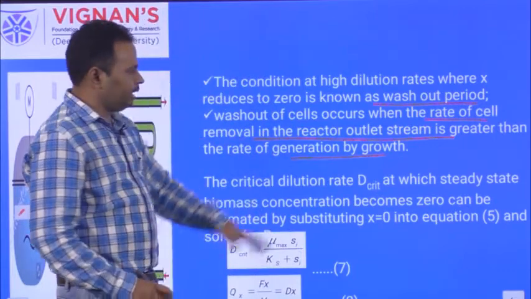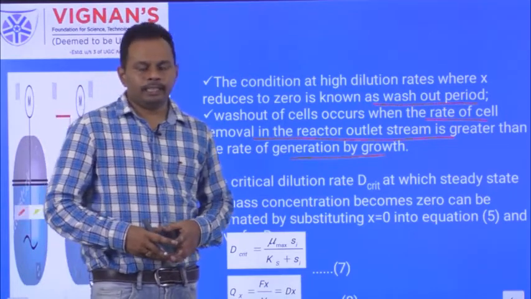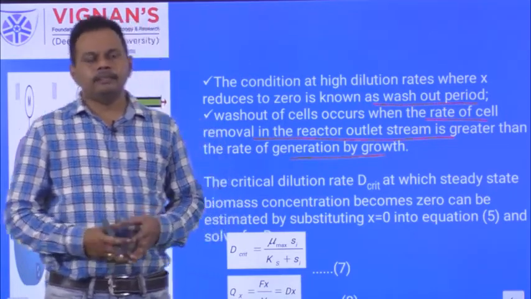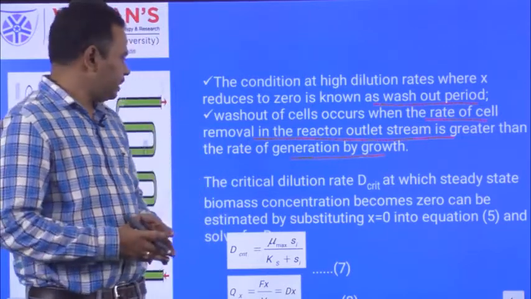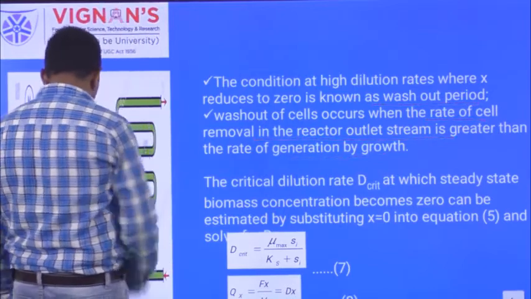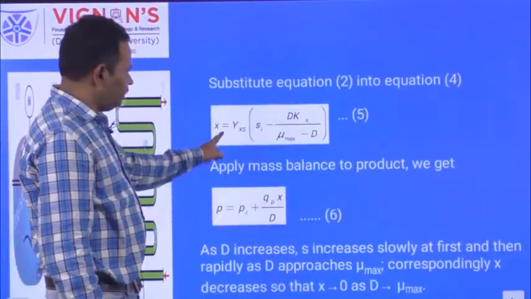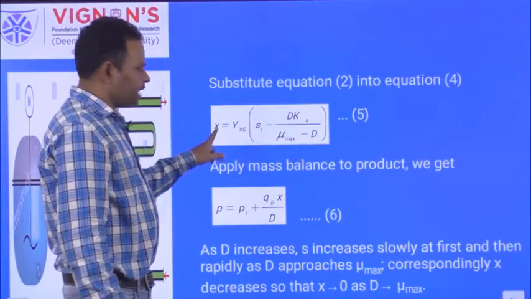So the critical dilution rate is the rate at which the steady state biomass concentration becomes 0. When you are at the critical dilution rate, what happens? Cell washout occurs, and the X becomes 0. Then this equation becomes, so in the previous equation 5, when you put D equal to D critical, the X becomes 0.